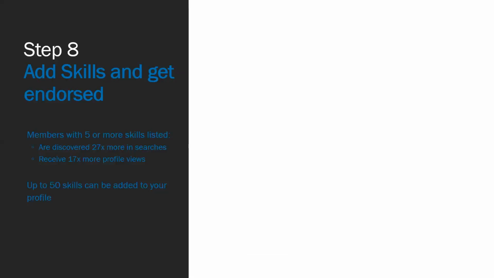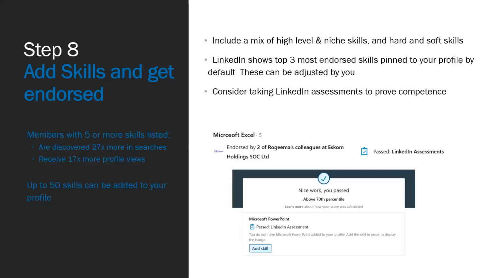And skills is also very important because obviously these are the things that people are looking for. They want to know, what skills do you have? So you want to include a mix of high level and niche skills, as well as hard and soft skills. So you don't just want to include technical stuff. You also want to include some of the people stuff, like maybe client management or negotiation skills and things like that. Those are the softer skills, but they're very, very important in business.